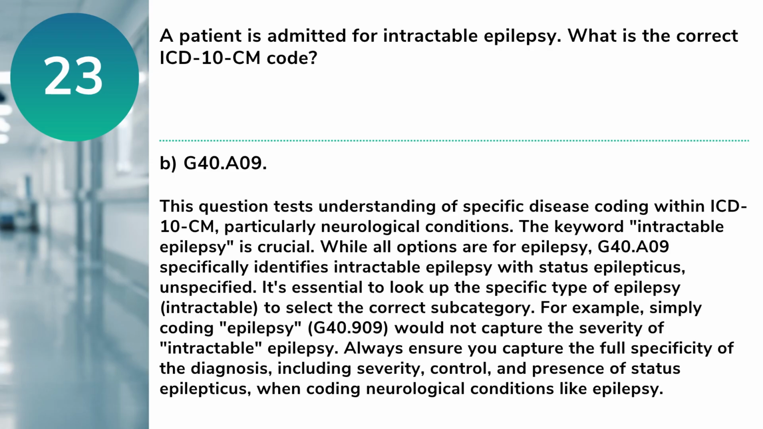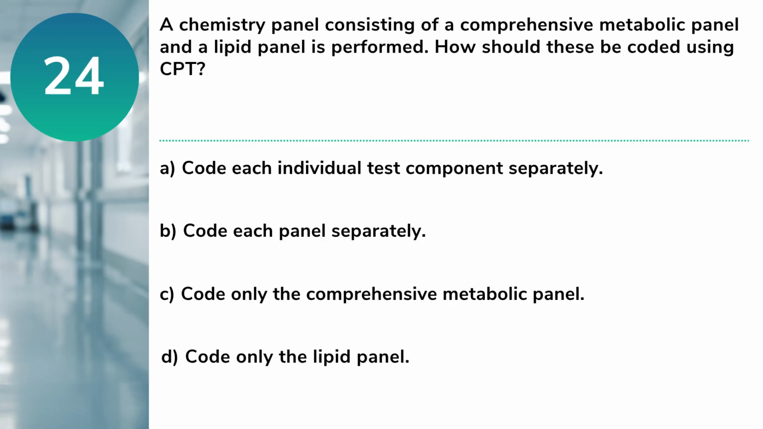For example, simply coding epilepsy, G40.909, would not capture the severity of intractable epilepsy. Always ensure you capture the full specificity of the diagnosis, including severity, control, and presence of status epilepticus, when coding neurological conditions like epilepsy.